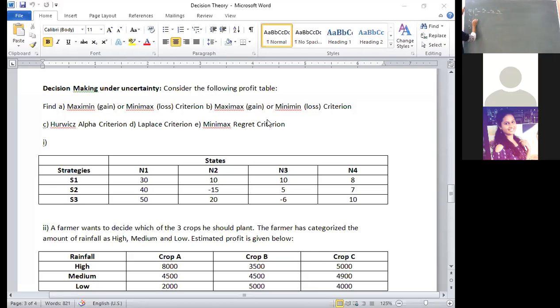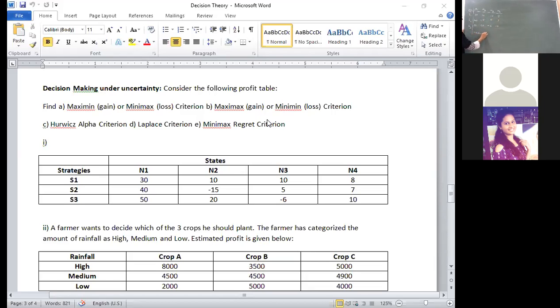30, 40, 50. 10, minus 15, 20. 10, 5, minus 6. N4 is 8, 7, 10. First, we will calculate maximin, that is gain criteria.